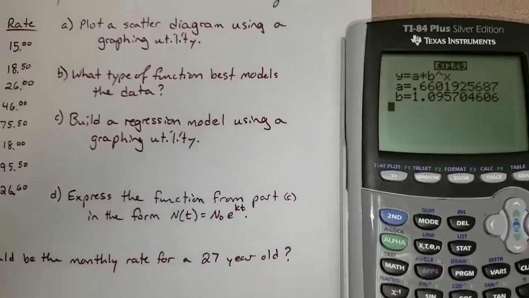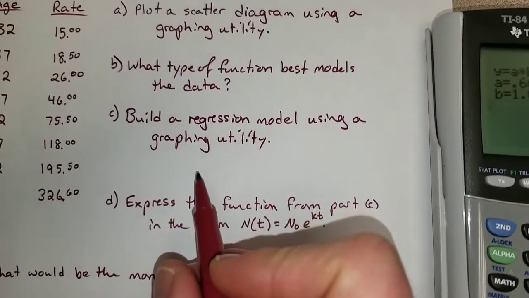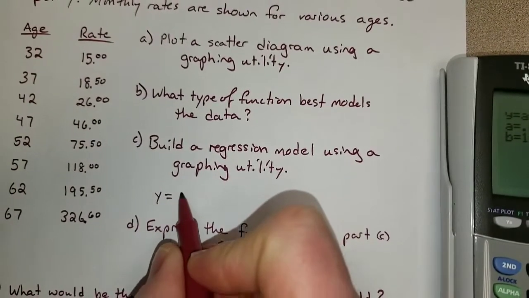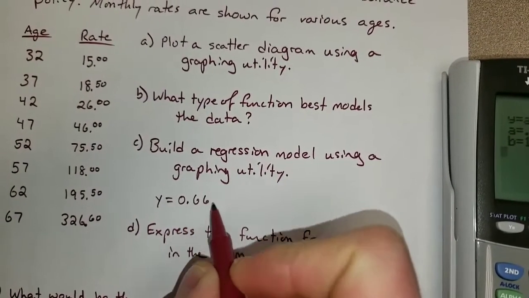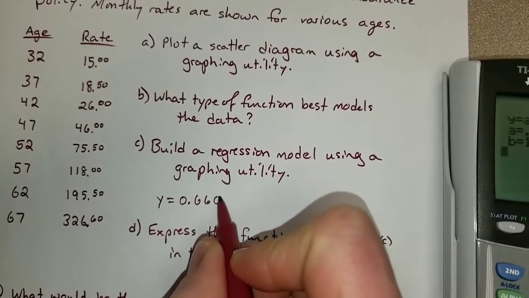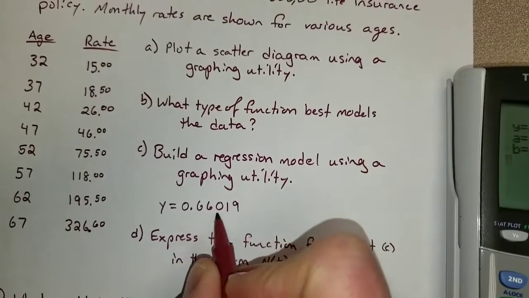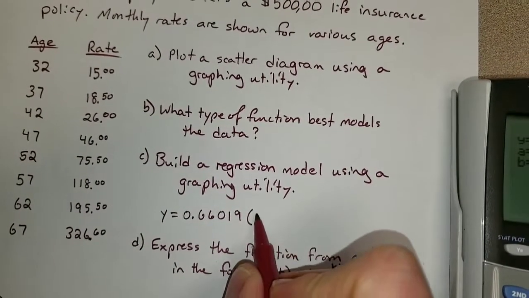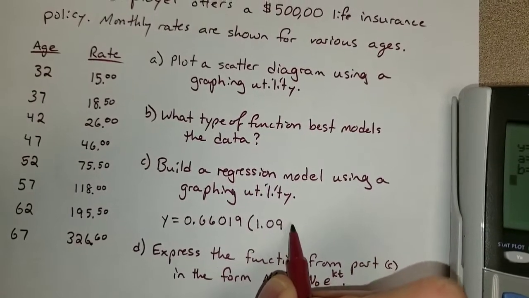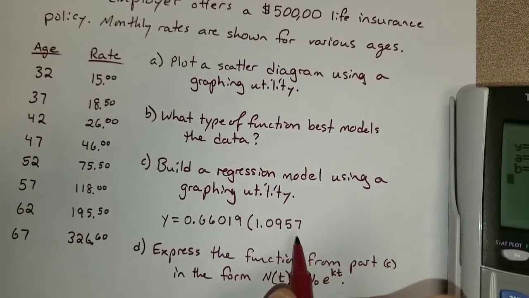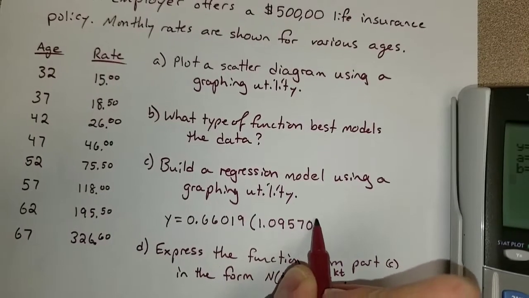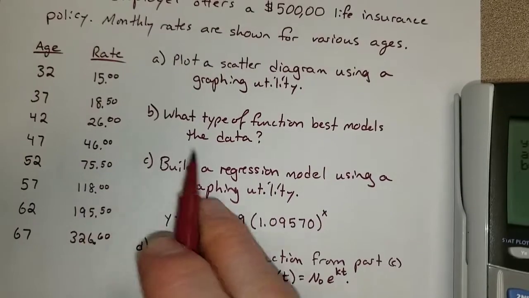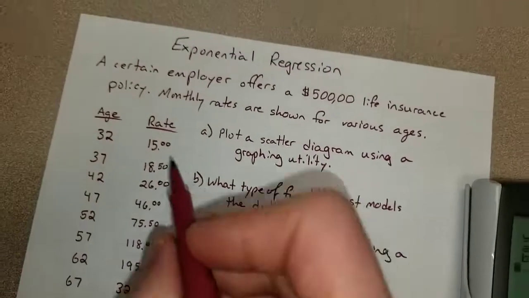And so my regression model is going to be y equals 0.66019. Maybe I'll just use 5 places after the decimal. Then I have a base, which is 1.0957 raised to the x power. Again, y is going to be my rate, x is going to be the age.